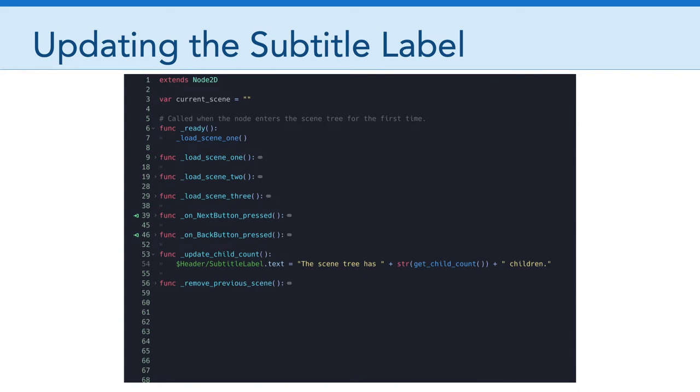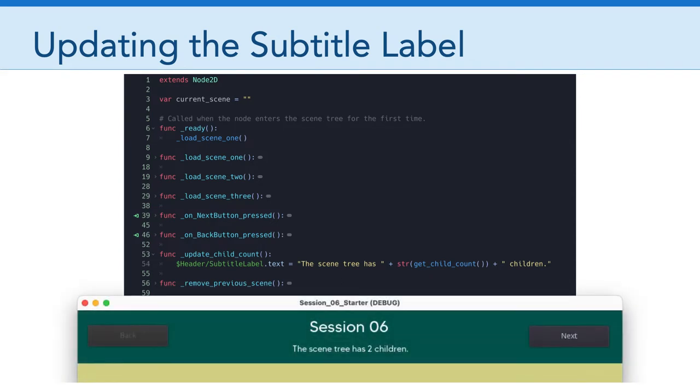It goes to the scene tree and updates the text property of subtitle label, which we know is a child of header. So it says header subtitle label dot text equals the scene tree has, and then I use a built-in method called getChildCount that returns a number, so I have to convert it to a string, and then I concatenate that with the string children, which gives me the scene tree has two children. By default, our program always has two children.